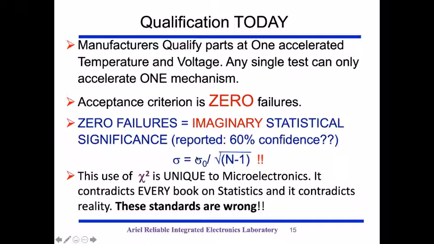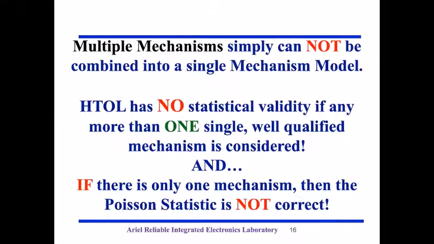And of course, zero failures, we say, is imaginary statistics with a reported 60% confidence. But we all know that sigma is the original statistical confidence over n minus 1. So this use of chi-square, by the way, is unique in microelectronics. Of course, it contradicts any books on statistics, and it contradicts reality. So the standards are just downright wrong. And it's really amazing to me that for the past 20 or more years, people continue to report zero failures as if they have things to report.